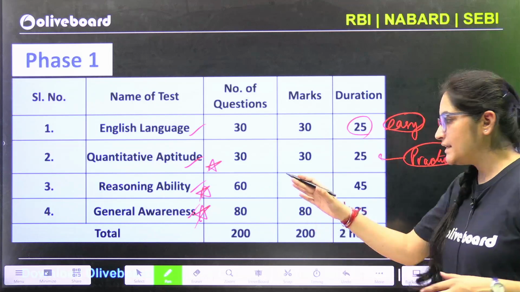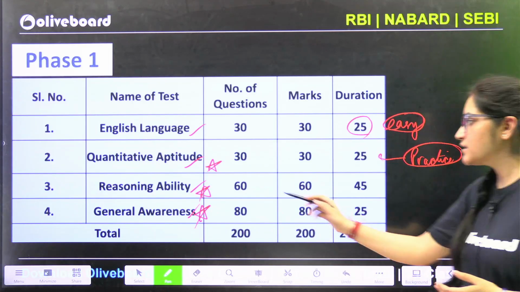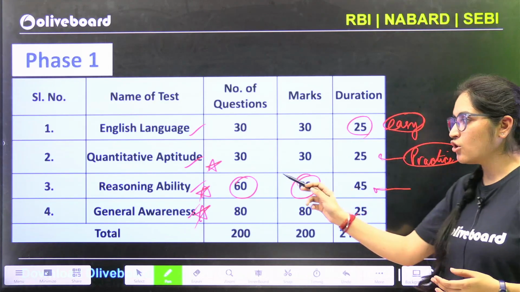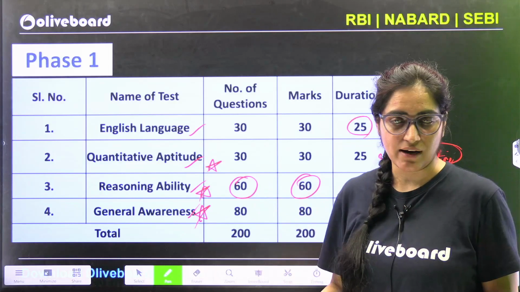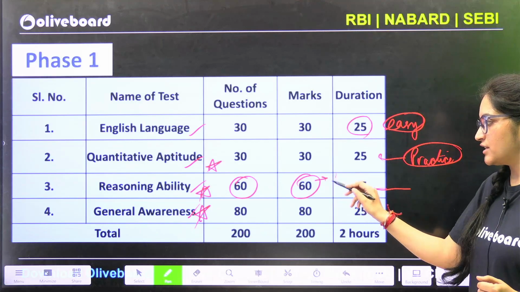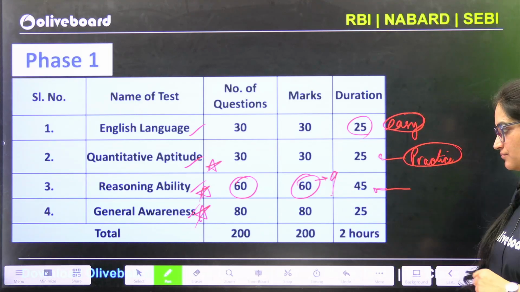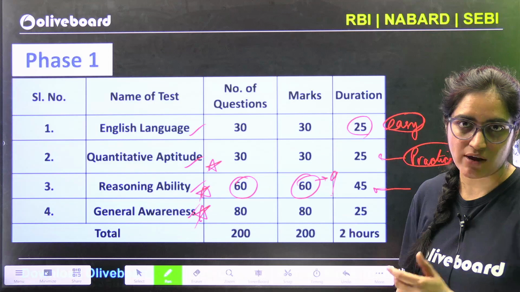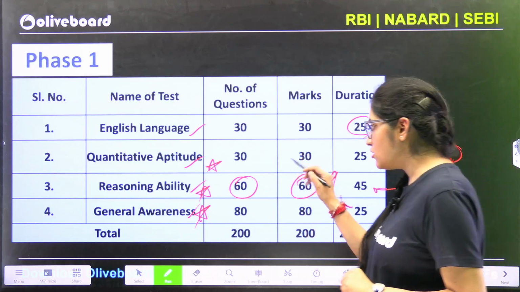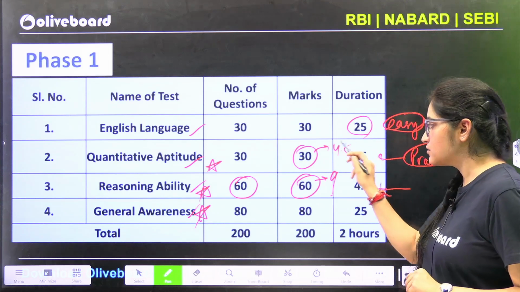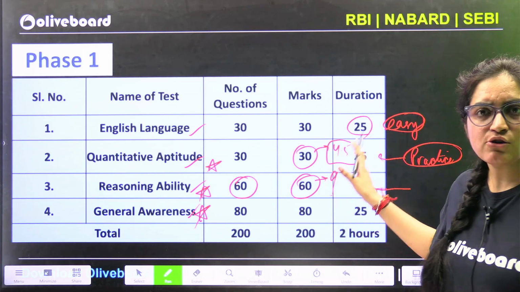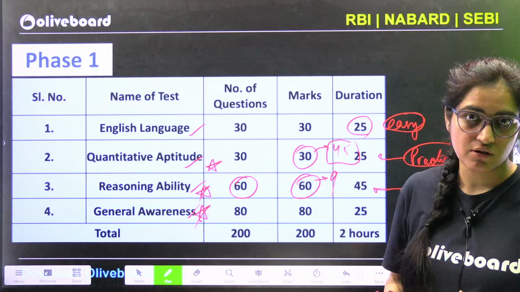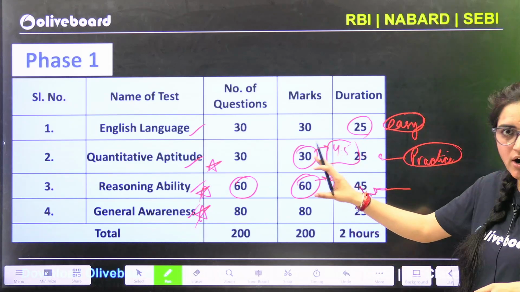Next thing, reasoning. If I talk about reasoning, again 60 questions, 60 marks, but the time limit is 45 minutes. That simply means you cannot solve each and every question, and you need not do that as well. The sectional cutoff for this was only 9 marks. So that means if you are able to pick the right question, you can easily qualify. For your Quant also, the cutoff was 4.5 marks. It is not much. You will be able to get these 4.5 marks if you are able to pick the right question.